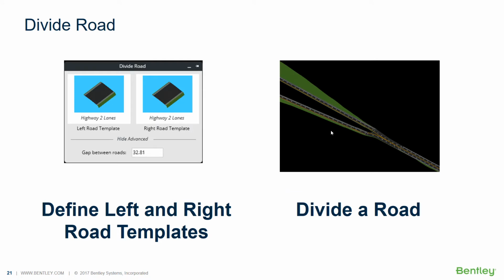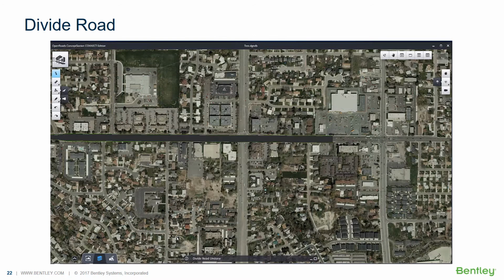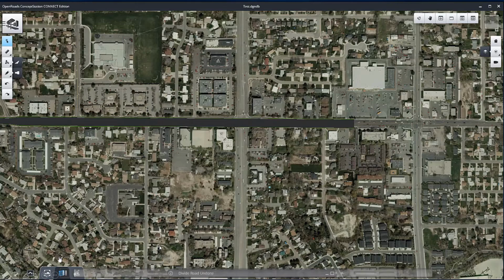So you can divide a road that already exists. And this is one of the things that people run into a lot. And it's just a matter of using a specific tool that's part of the product. So we're going to divide this road.